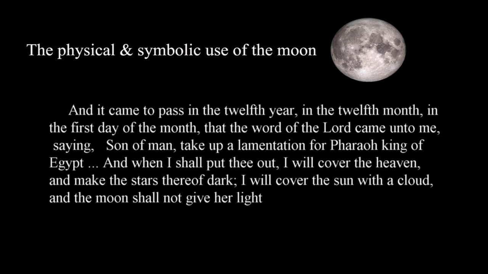"And it came to pass in the 12th year, in the 12th month, in the first day of the month, that the word of the Lord came unto me, saying, Son of man, take up a lamentation for Pharaoh, king of Egypt. And when I shall put thee out, I will cover the heaven, and make the stars thereof dark. I will cover the sun with a cloud, and the moon shall not give her light," in Ezekiel 32, verses 2 and 7.